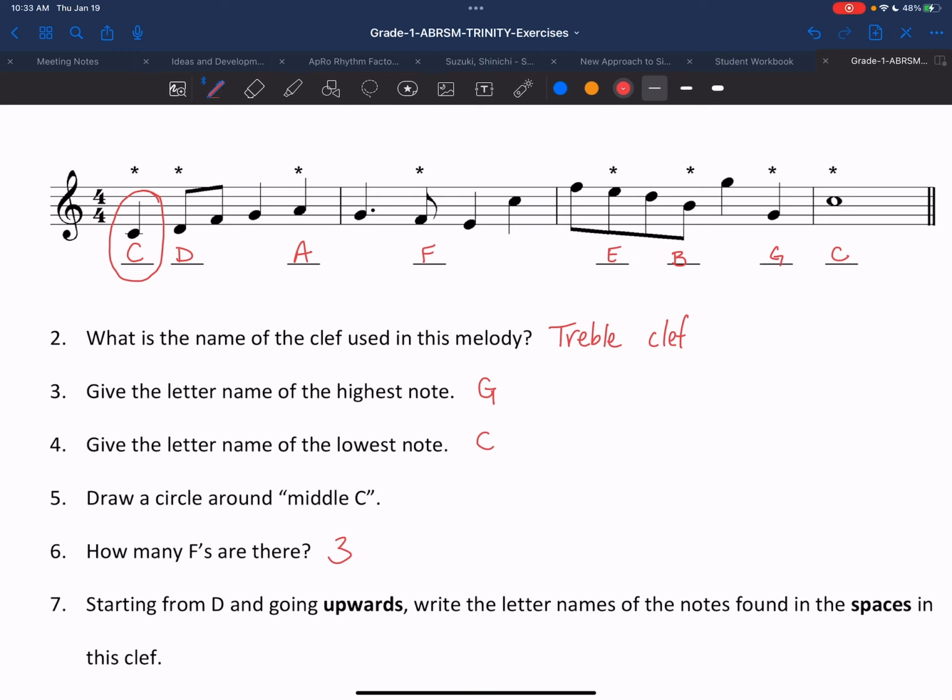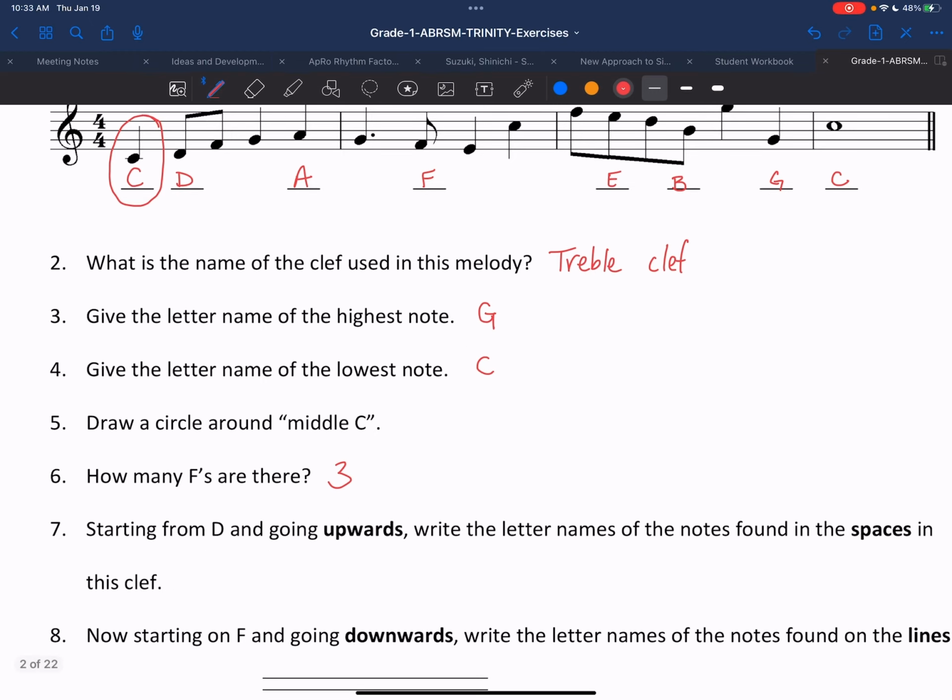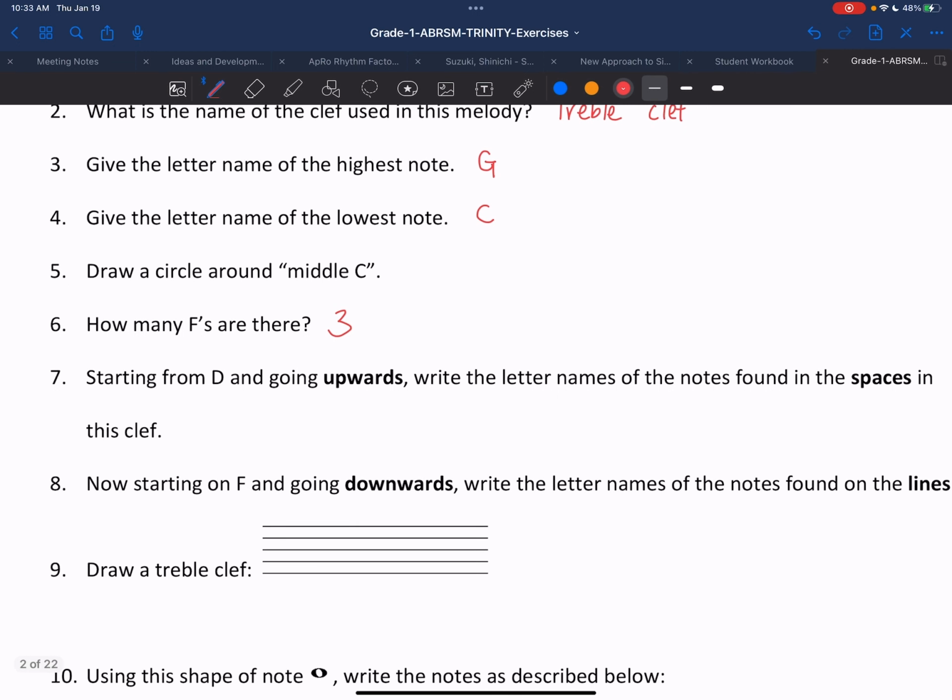Starting from D and going upwards, write the letter names of the notes found in the spaces in this clef, the treble clef. So that would be starting from D, and we have F, A, C, E, and G. So our notes of the spaces starting from below are D, F, A, C, E, G. Remembering that we can remember the spaces as FACE, and then we extend up and down.